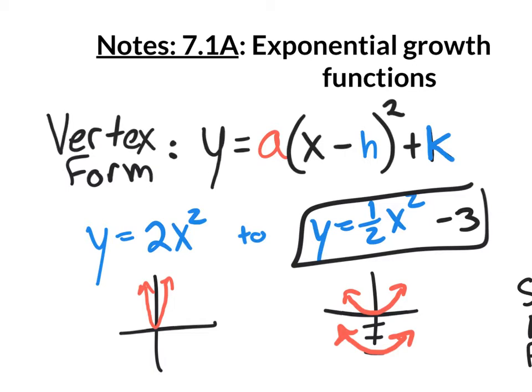Yes? Okay. So vertex form: the A value tells you if it opened up or down, and if it was wide or narrow. The HK causes a shift.